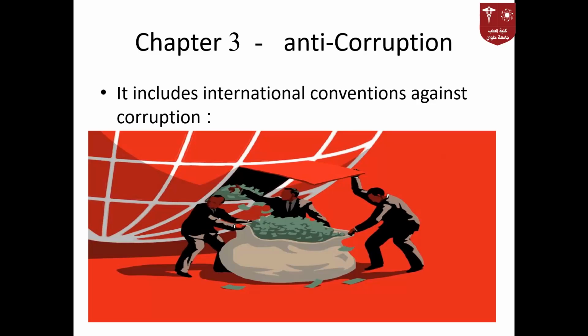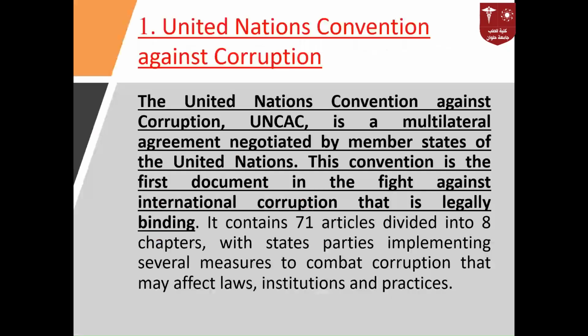Chapter 3 talks about anti-corruption. The point is very important in this chapter. It includes international conventions against corruption, and there are 3 international conventions. 1. United Nations Convention Against Corruption.